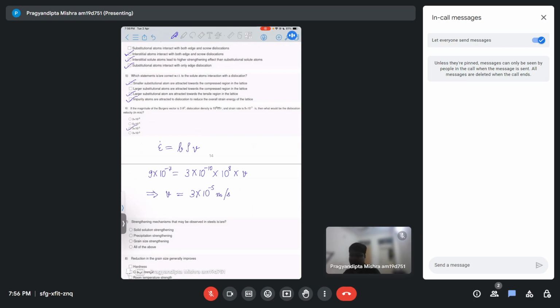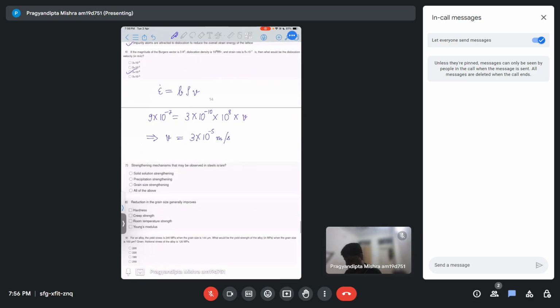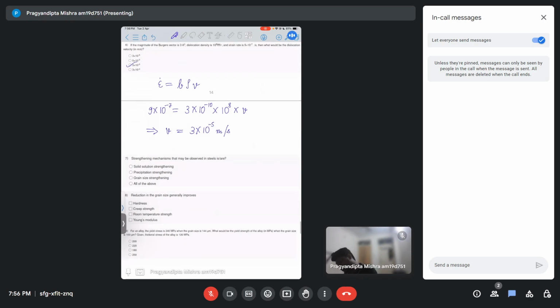So the third option is right. Okay, so moving on. The strengthening mechanisms that will be observed in steels are solid solution strengthening, of course, we can see that. Precipitation strengthening also we can see that. Grain size strengthening also we can see that. So all of the above.